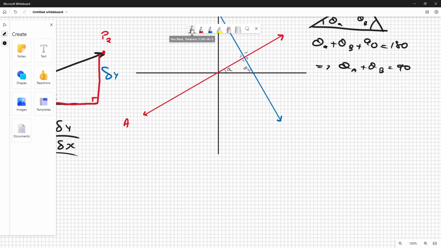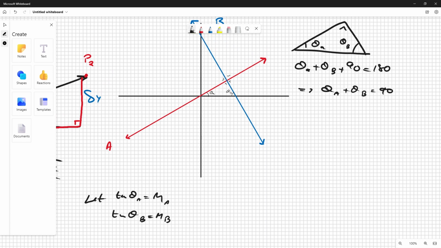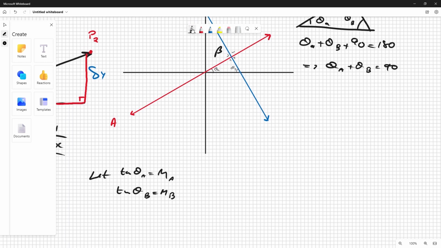So what we can do here is we can say, let tan theta A equal m sub A, and therefore tan theta B is m sub B. Now, with this, if we call any one of the right angles here a new name, beta, we know that since beta must be 90 degrees, tan beta must be the same as tan of theta A plus theta B.